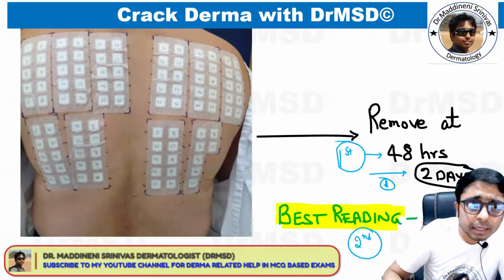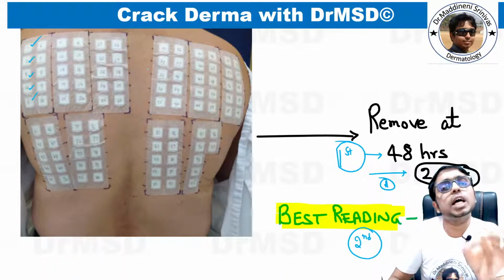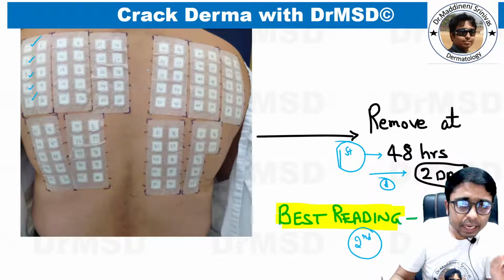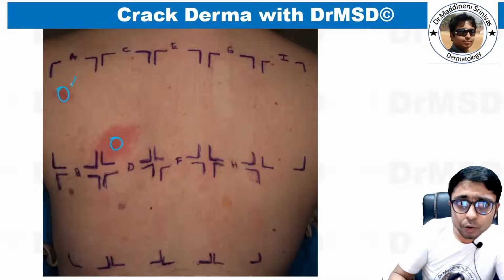So don't worry, the patches are going to be numbered 1, 2, 3, 4, 5. So we will get to know which number is which allergen, so that we can identify what is the allergen which is going to cause any reaction. Okay, any kind of reaction.